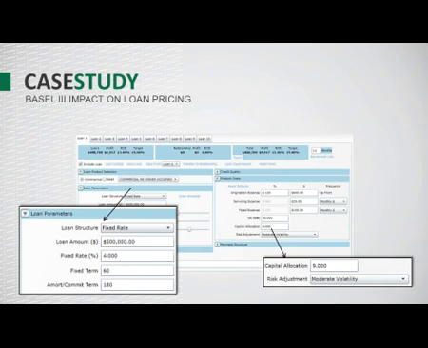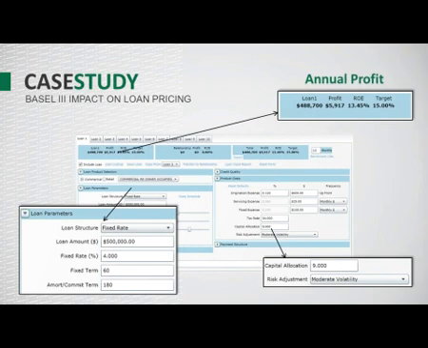So the initial assumption here is we're going to assume this loan is what we call moderately volatile, kind of the default level. We're going to assume it's still a 100% risk-weighted asset. We're going to stick with that 9% allocation.